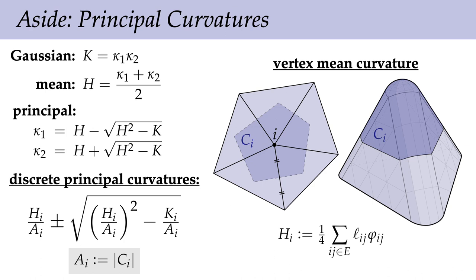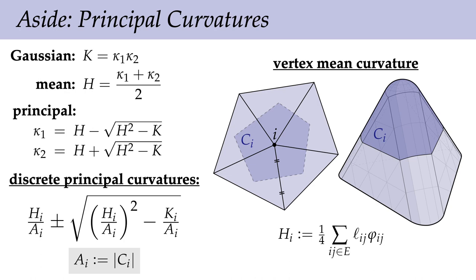So in order to plug in our expression for principal curvatures, we need to normalize by area. We need to convert our 2 form back into a 0 form. Okay? And if we do this, here's what we get.